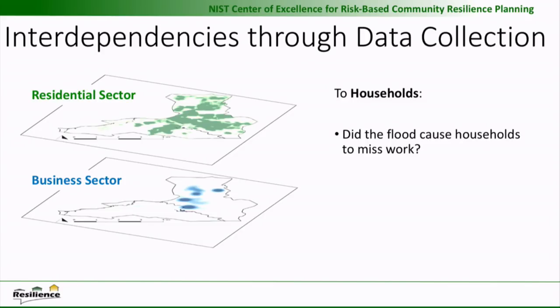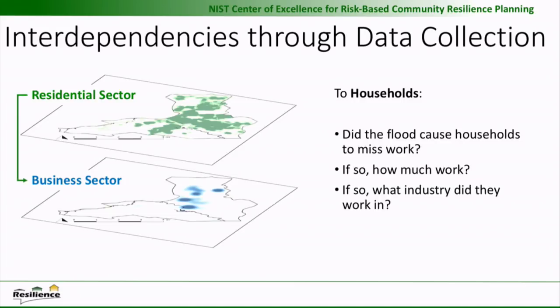So our question to households is, to what extent did the members of the household miss work due to Hurricane Matthew? And if so, how much? So we're trying to establish the degree of the impact of the event on their ability to get to their employment. And then we wanted to know what industry they were working in. So this would allow us to start to make some linkages across our business survey as well as our housing survey.